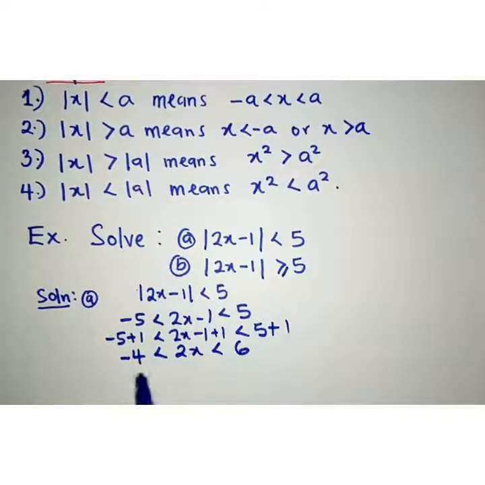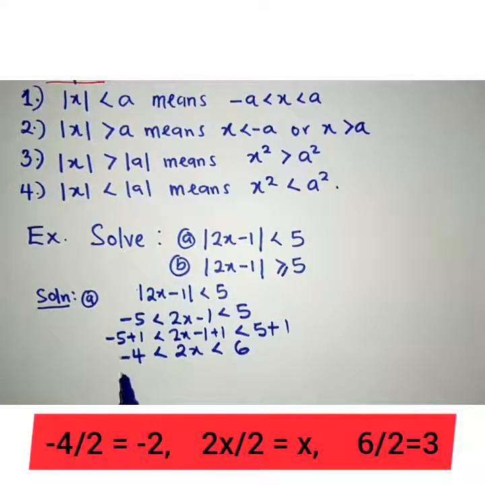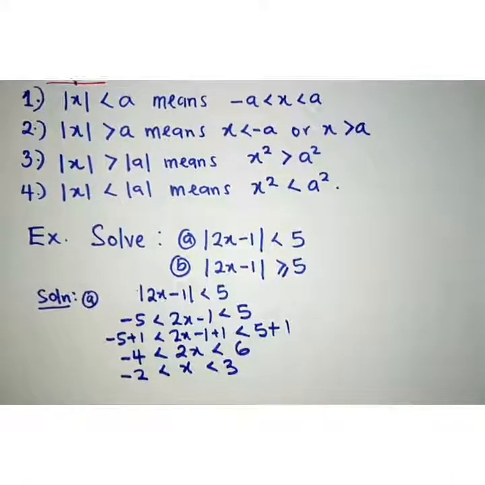So we divide each side of the inequality by 2. If we divide by 2, we will have minus 2 here, less than x here, and less than 3 here. And this is the solution of our inequality. That is, the values of x lie between minus 2 and 3.